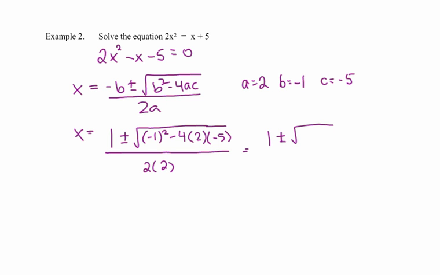Positive 40, so 1 plus 40, 41, all over 4. So there's our solution. And it's always better to leave it as an exact value unless otherwise stated.